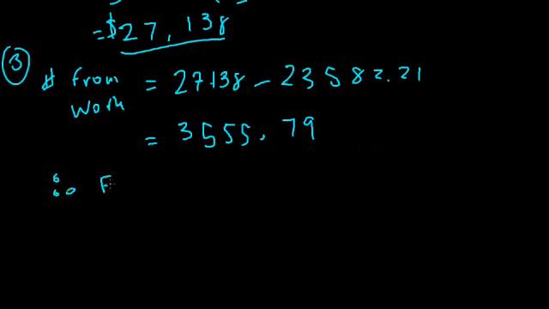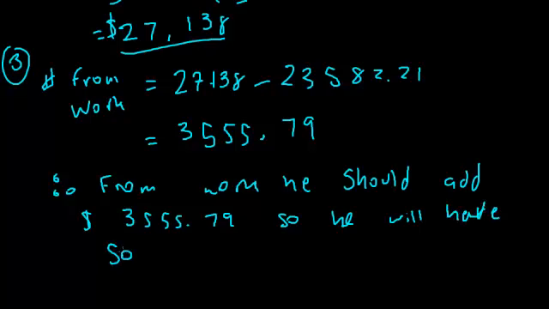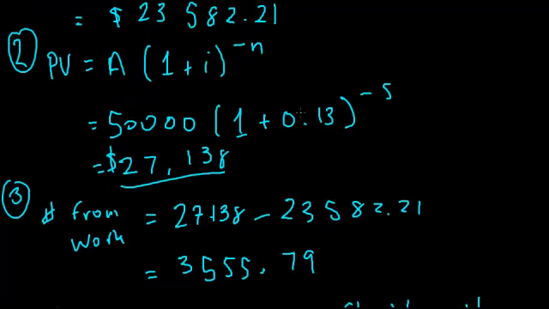So therefore, from work, he should add 3,555.79. So he will have 50,000 after 5 years. And so present value is basically just this, and that's the unit. Next we'll start annuities, and yep.